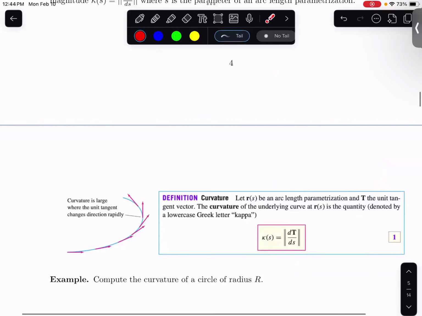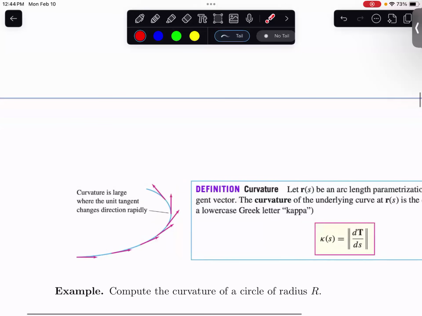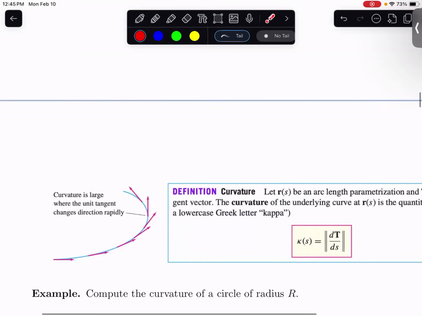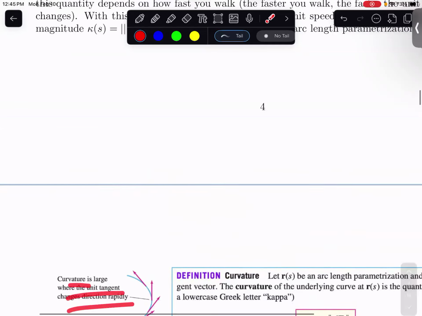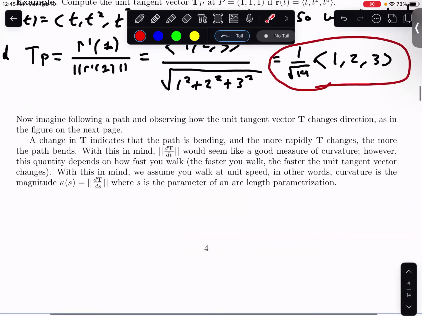Right, so ignoring the box that we have here, which gives you the definition of curvature, say we have this curve right here. We're interested in looking at how the unit tangent vector is changing direction over time. So it's completely independent of the speed that you have, right, is the main point I'm getting at. And so the curvature is large where the unit tangent vector changes direction rapidly. So how do we measure this? A change in T indicates that the path is bending. And the more rapidly T changes, the more the path is going to bend.